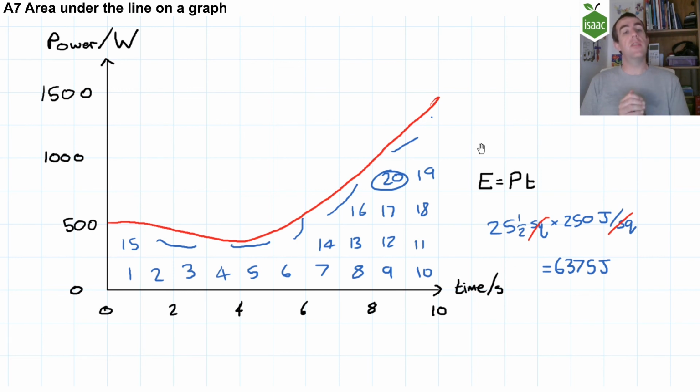And depending on the style of graph, you will either be counting the squares, breaking the shape into other shapes, or simply using the trapezium rule. The choice is yours. But in each case, you start by looking at the quantity on the y-axis, looking at the quantity on the x-axis, and deciding what multiplying those two quantities together gives you. And to do that, you're just going to have to learn your equations.